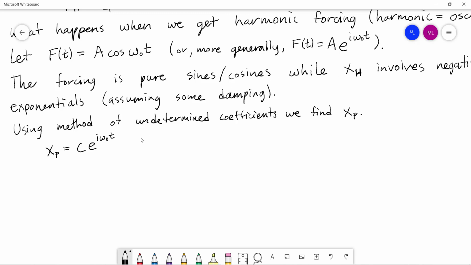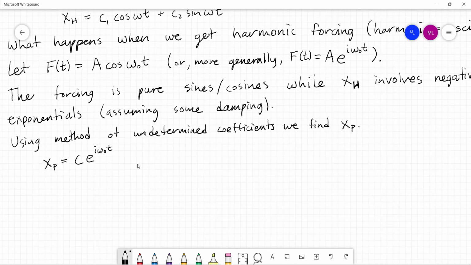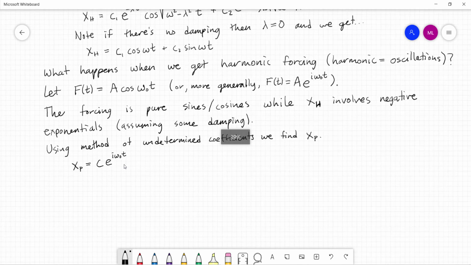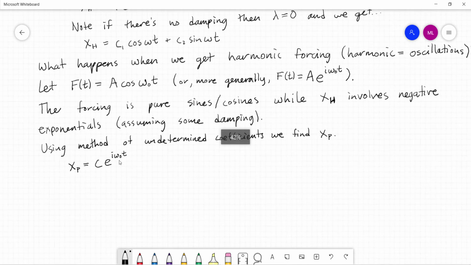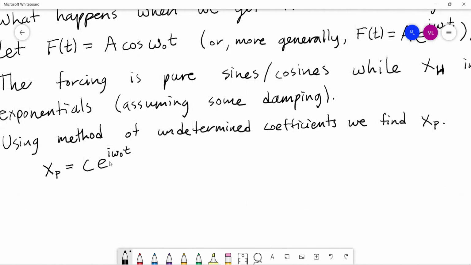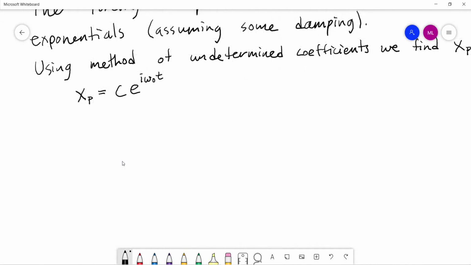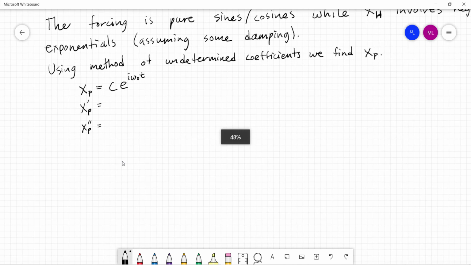And I don't need an extra factor of t here because we're essentially safely assuming that the form of our particular solution will not conflict with the form of the homogeneous solution, because we know the homogeneous solution has these negative real exponential terms, whereas this term, because of the i here, really is just pure sines and cosines. And so using the method of undetermined coefficients means I also need to find x p prime and double prime. So basically take the derivative and second derivative of this.